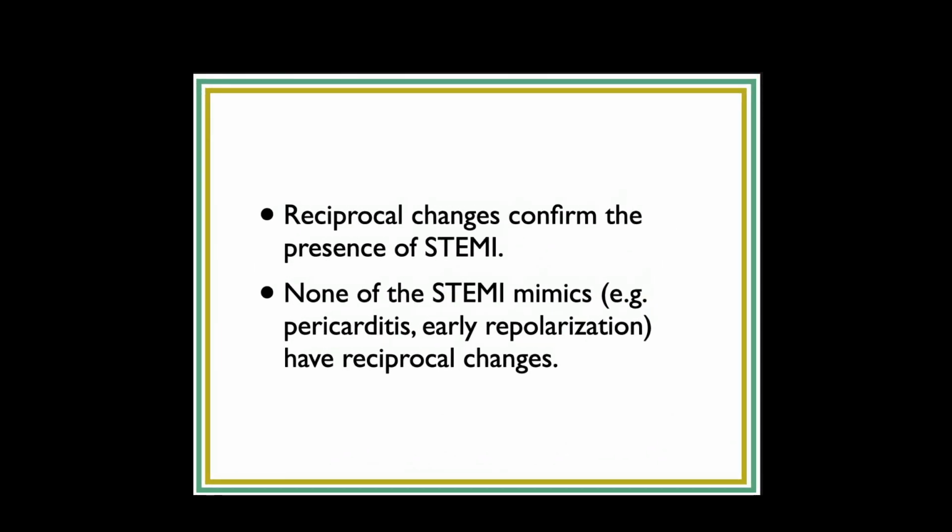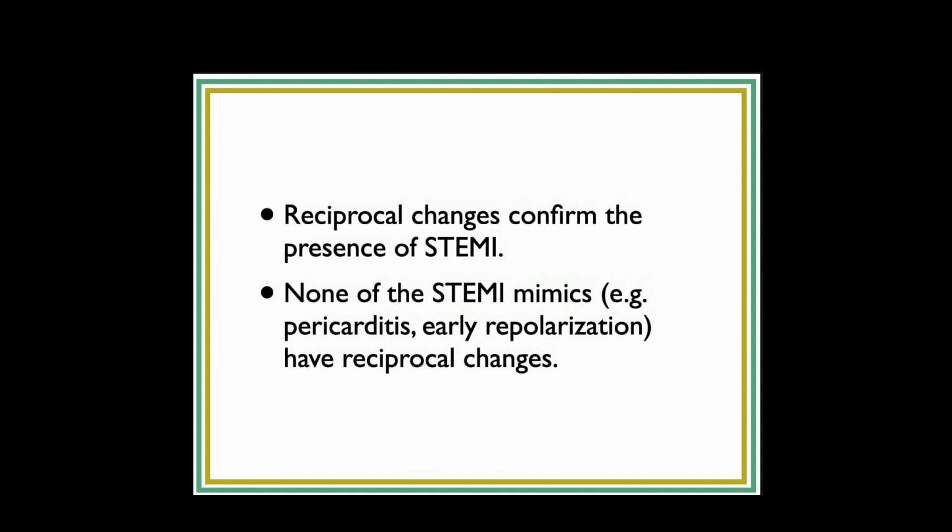In spring term, we're going to jump into the STEMI mimics, and by STEMI mimics, I'm talking about things like pericarditis that cause ST elevation but are not STEMIs. None of these mimics have reciprocal changes. So pericarditis, bundle branch blocks, early repolarization, none of those have reciprocal changes. So reciprocal changes are great because they really do confirm it.